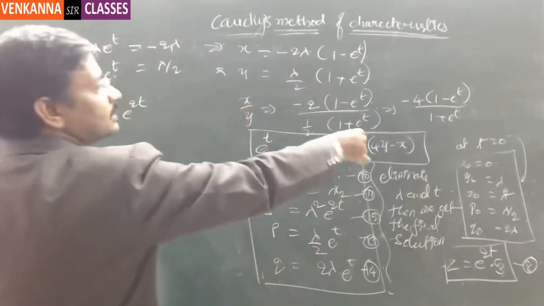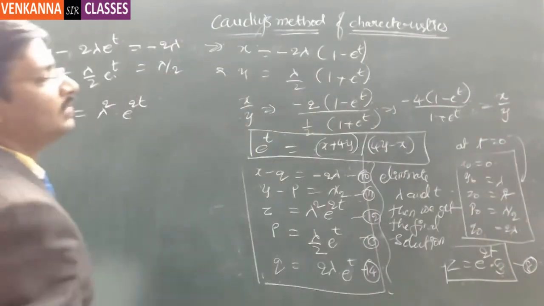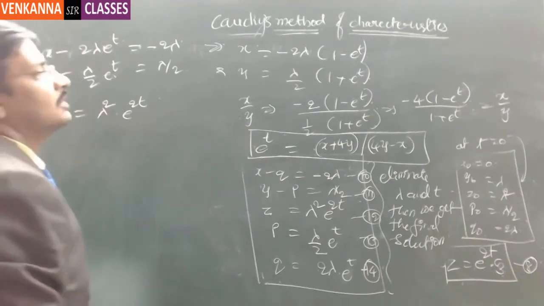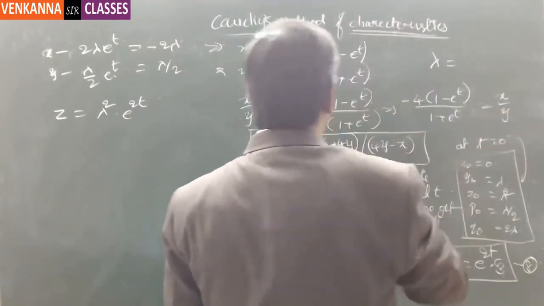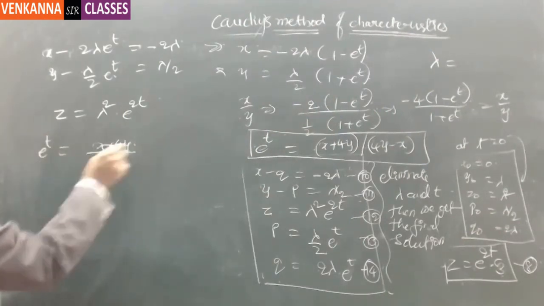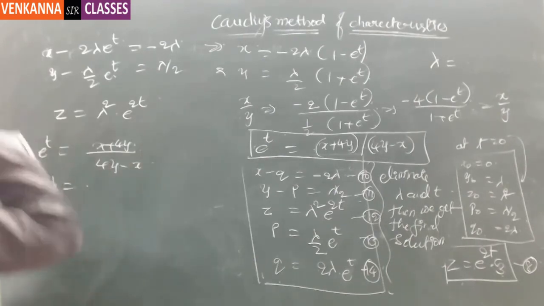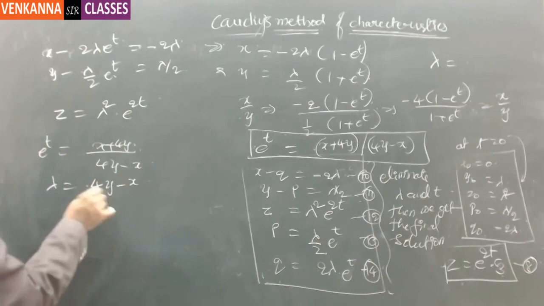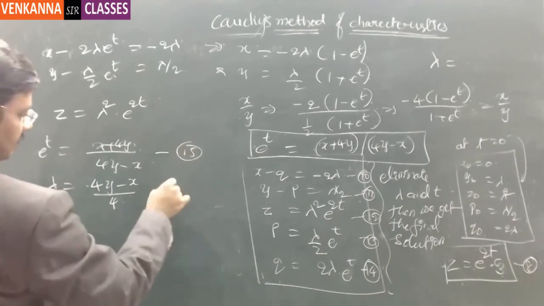Once you solve these two equations, this is the ratio of x by y. You can simplify this ratio to express e power t, and this is the value you are going to get. Now this value, if you put it in any of the equations, you are going to get the value of lambda. So e power t we can get as x plus 4y divided by 4y minus x. And similarly, you can solve those equations to get the lambda value, which is 4y minus x divided by 4. So this is equation number 15 and this is equation number 16.